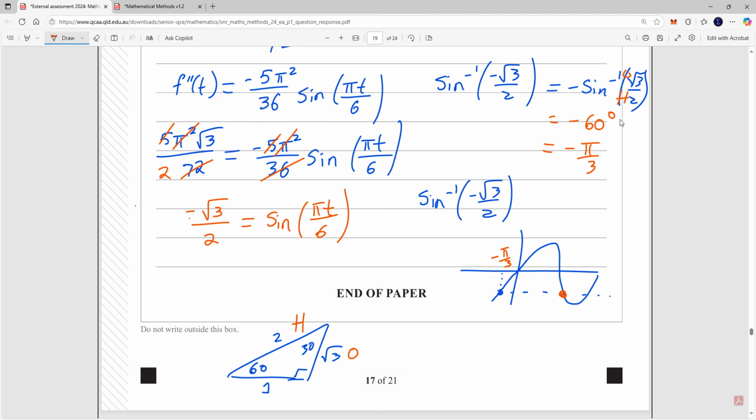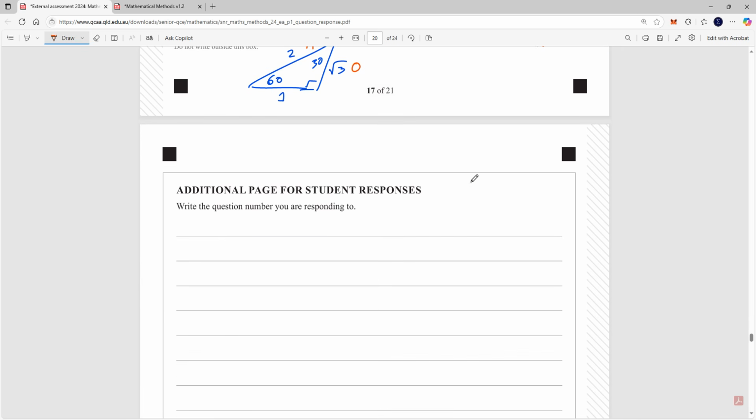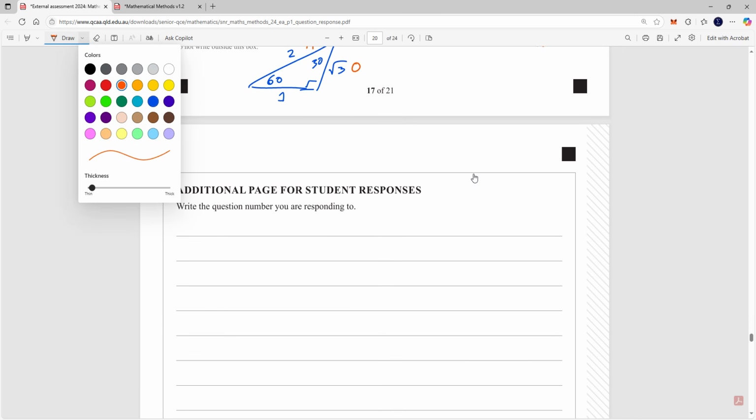We're interested in these guys here because we're looking at positive time. Okay, now this distance here is the same as that distance there and the same as that distance there. So this guy here would be, so that's pi, and that's 2 pi. I just realized I'm going to have to go on to the next page. Sorry guys, just going to move our working down here.